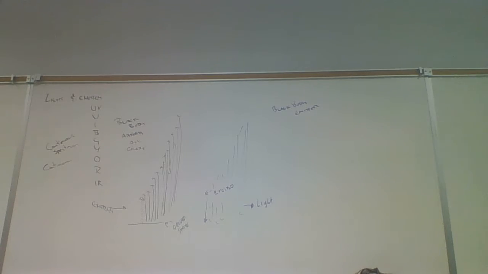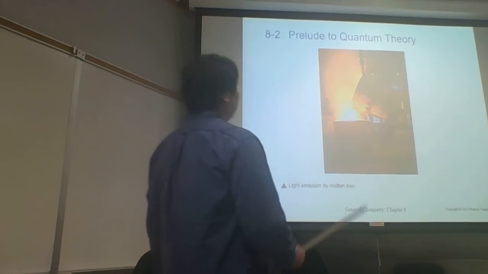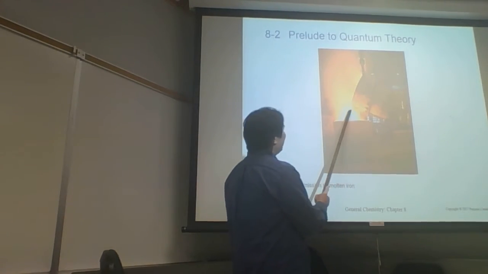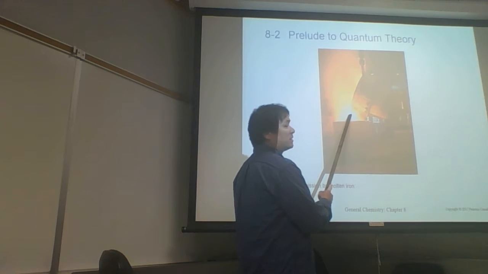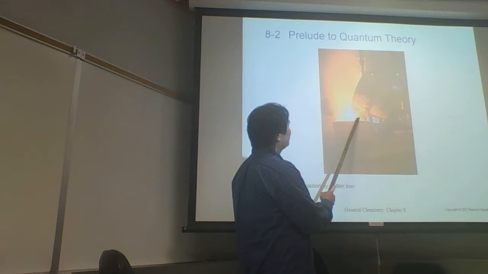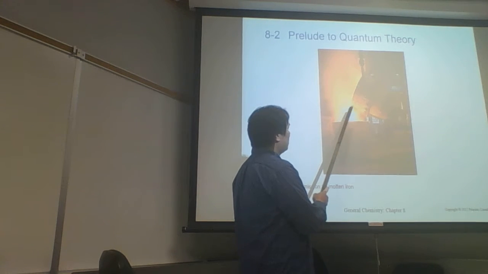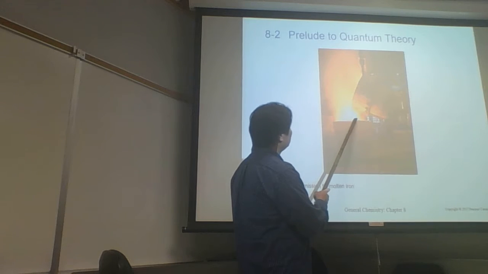So here's an example of a black body. This is molten iron. Molten iron's got a lot of electrons. Those electrons get excited, and some of the electrons are excited to low energy. Those are emitting infrared. But you can see here it's white, and therefore we see all the colors of the rainbow being emitted. It's a continuous spectrum of colors. So this is a black body emission by molten iron.